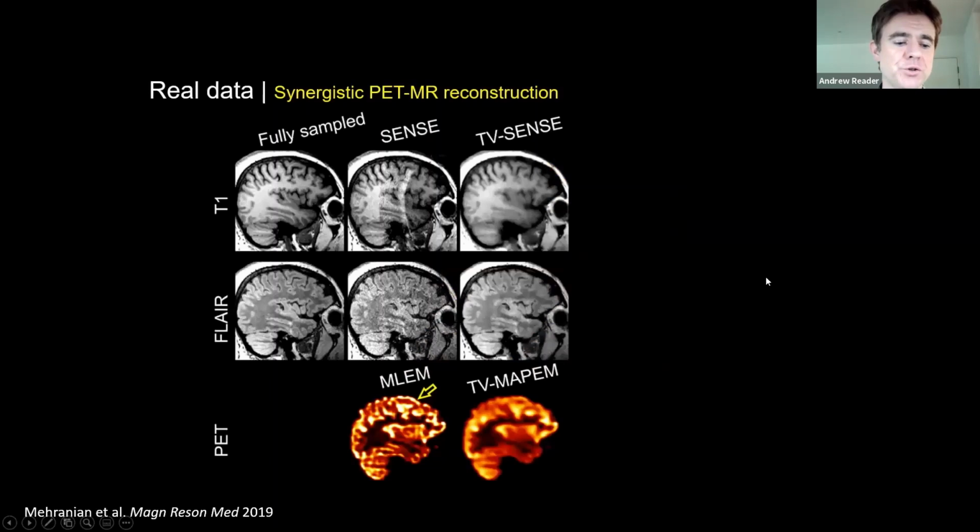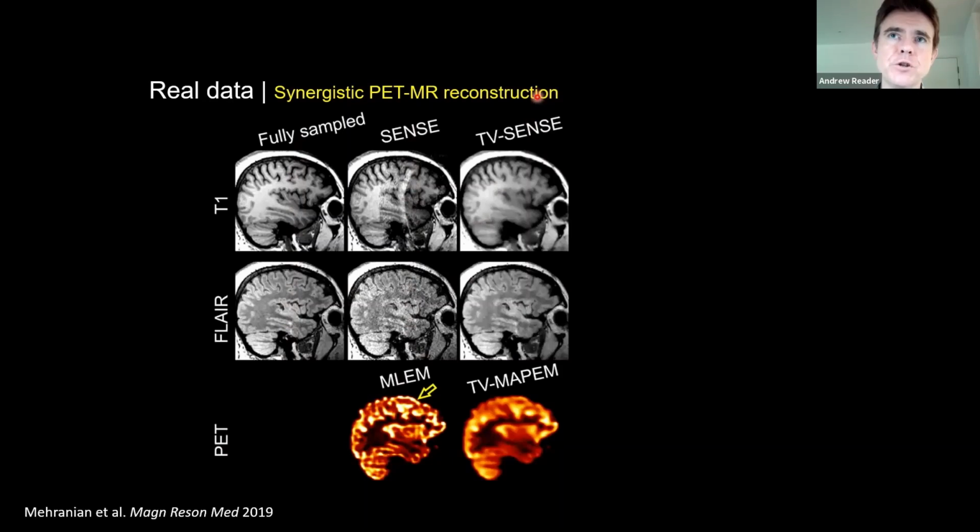For real data, this is just a quick anecdotal slide to finish on. This is synergistic PET-MR reconstruction from real data from the MMR scanner. This is the fully sampled reference for MR, first of all. There's no reference for the PET. We didn't do a super high count reconstruction here. Then we've got the SENSE reconstruction from undersampled MR here for T1 and for FLAIR. And this is the low count PET.